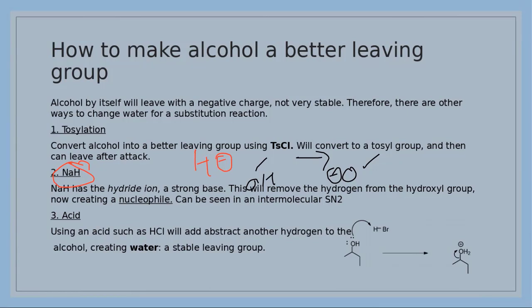Yes, tosyl groups deprotonate the alcohol, making a strong leaving group. That's what tosyl chlorides do. It essentially replaces the alcohol, makes it a better leaving group. Okay, I can go back to the first. Yeah, they'll be posted later.